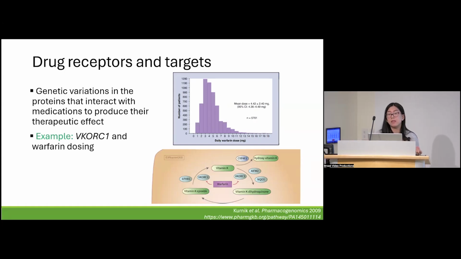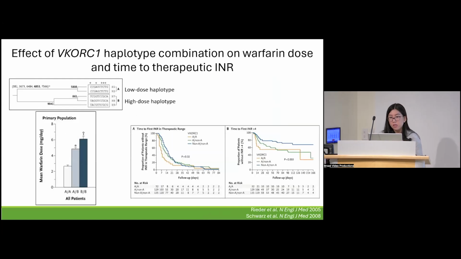And so people who carry these variants in VKORC1 have an increased sensitivity to warfarin doses, and may actually need lower doses in order to prevent overshooting that therapeutic range. To demonstrate this, I'm showing a study that looked at the effect of VKORC1 haplotype combination on warfarin dose and the time to therapeutic INR. And INR is the blood test that tells you whether you're in the correct range for the blood thinning effect.